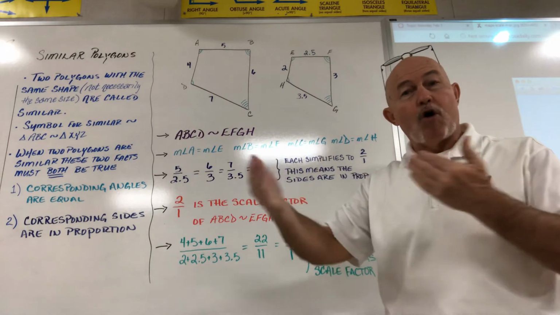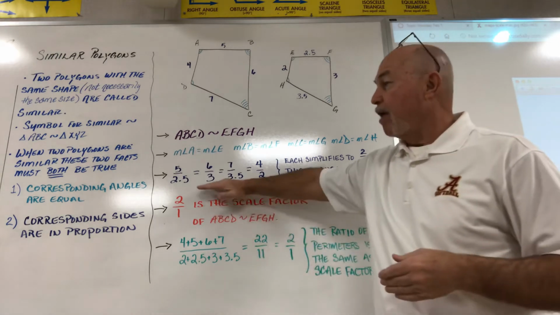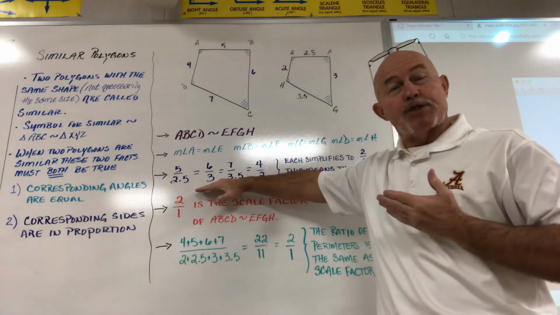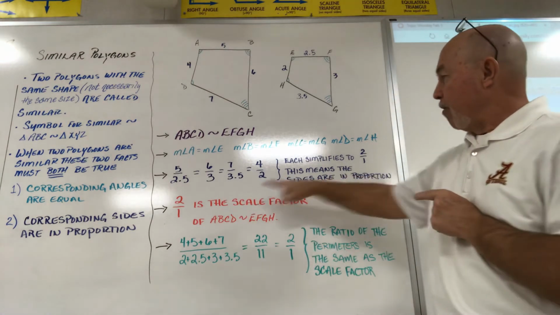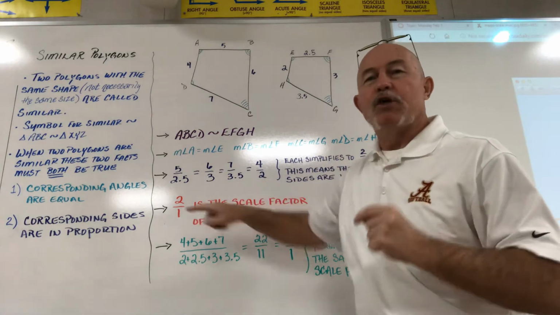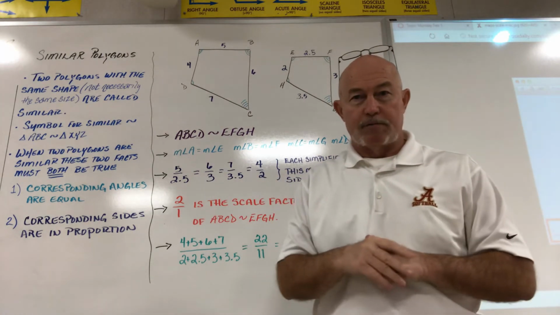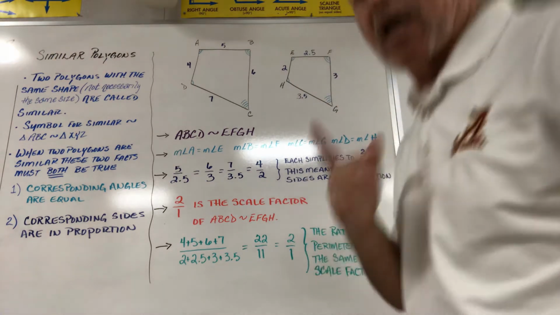Since each of these fractions, ratios, simplify to the same thing, that means the sides are in proportion. So if all of those ratios simplify to the same thing, that's the extended proportion I talked about in the last lecture. Now, this is important because this 2 over 1 is what's known as our scale factor. The scale factor is how you find other sides.